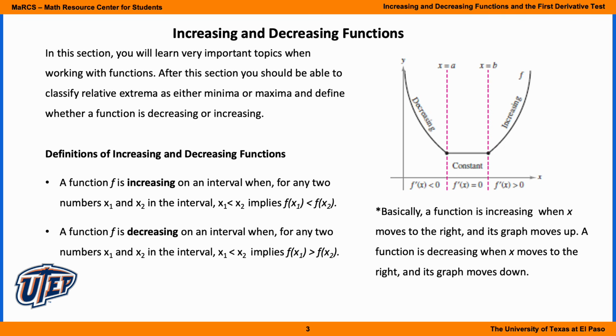So in our graph on the far right, we see that the function is decreasing from the origin all the way to x equals a. Then it is constant from x equals a to x equals b. Then it is increasing from x equals b to the other endpoint of the interval.